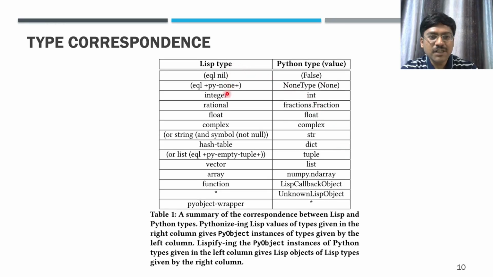So in this table, objects of Lisp type that are given on the left hand side are converted to Python types on the right hand side. So a vector in Lisp is converted to a list, whereas a list in Python is converted to a vector. A tuple in Python is converted to a Lisp list, or the object py empty tuple.